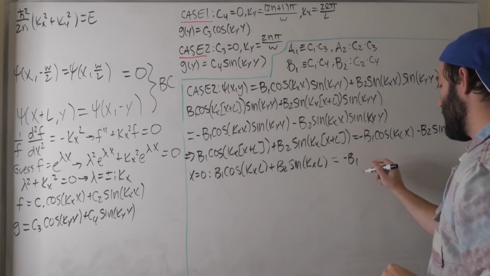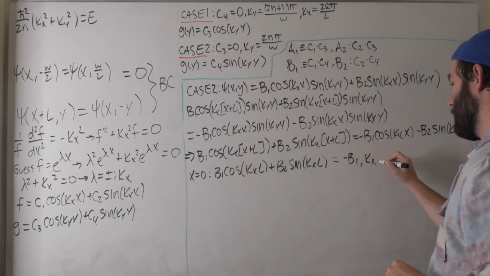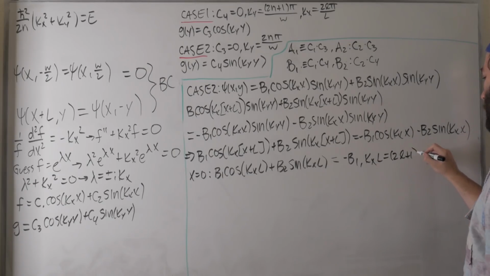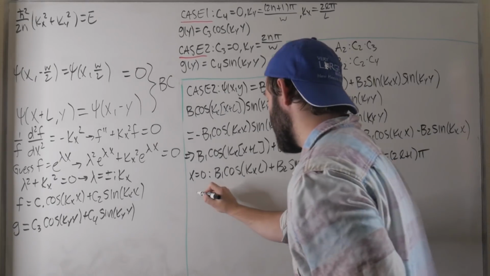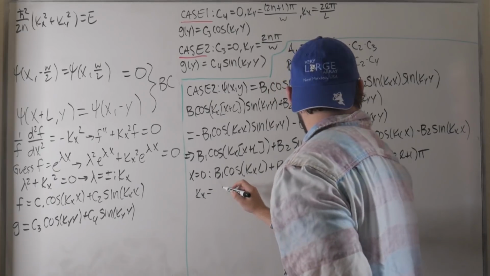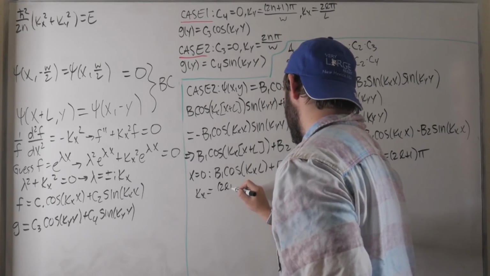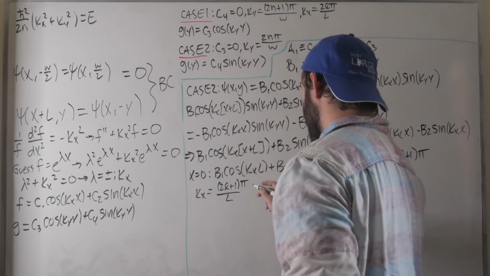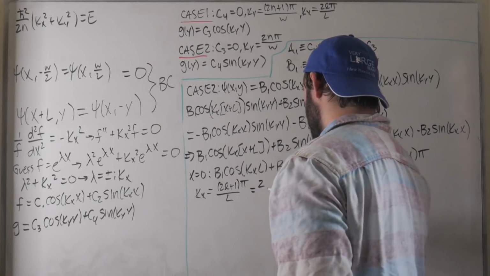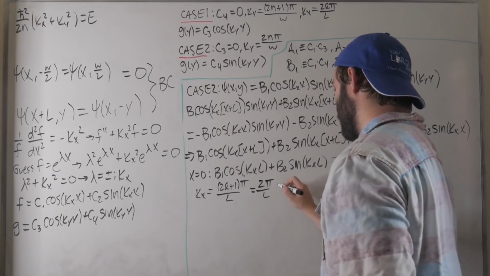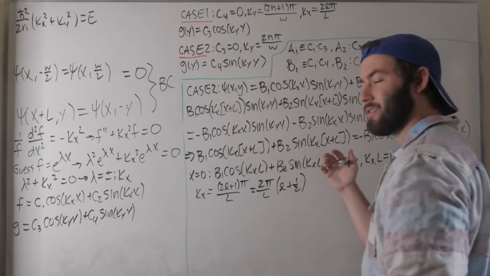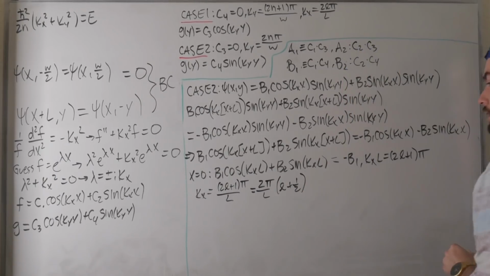So that tells us that kxL is equal to (2l plus 1) pi. Okay? In other words, kx is equal to (2l plus 1) over big L, or we can write this as 2 pi over L times (l plus 1/2), which is just a normal way of writing these kinds of things. Cool.